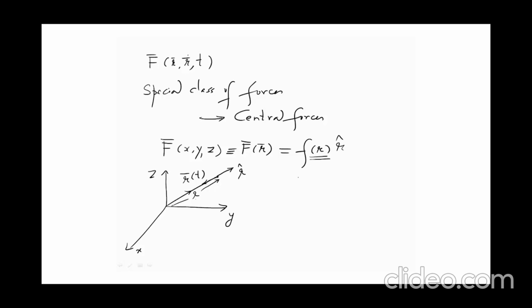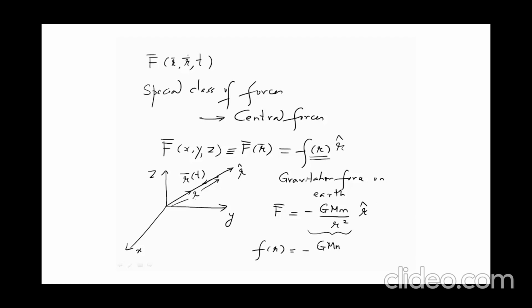Examples of these would be the gravitational force on Earth. We had seen that F is given by minus G M m divided by r square r cap. Here F of r is given by minus G M m divided by r square, and it's explicitly negative for all values of r.